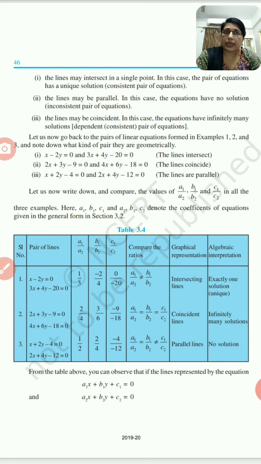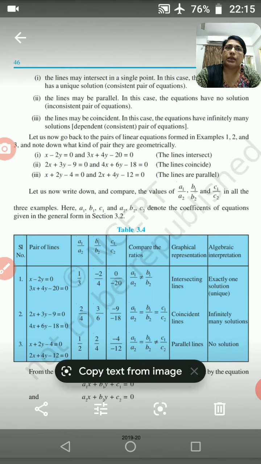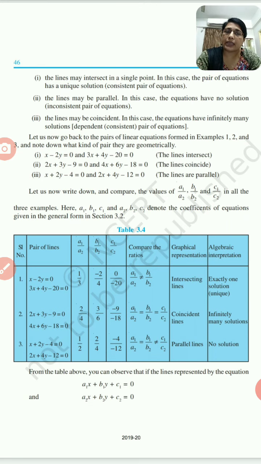The third possibility is that the two lines will be coincident. If they are coincident, both the equations are represented by the same line. In that case, the equations are said to be dependent or consistent and they have infinitely many solutions.